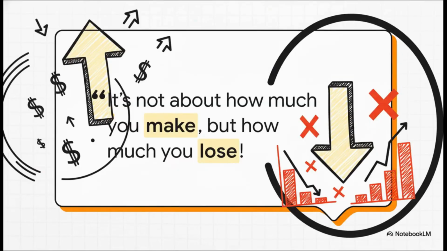And that brings us to what might be the system's most counterintuitive, yet absolutely critical principle. See, your main job isn't to go hunting for massive winning trades. It's to be ruthless about managing your losses. The source is super clear on this. It's the big losses that kill trading accounts, not a lack of big wins.